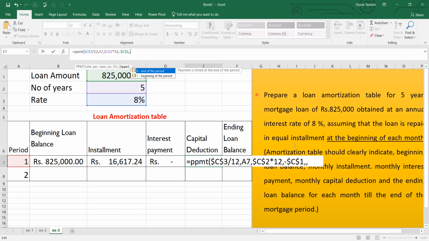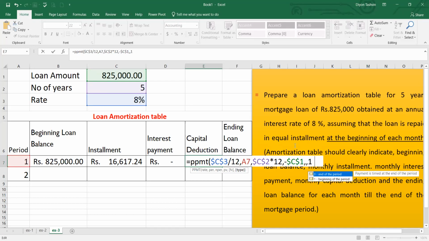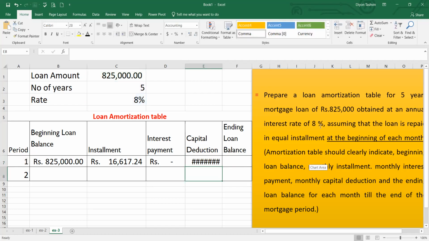Then we have to put the time. Time means whether we are going to pay at the beginning or at the end. Now you are familiar with it. So at the end, we have to put 0. At the beginning, we have to put 1. So close the bracket. Now you can see the capital deduction or the principal amount.